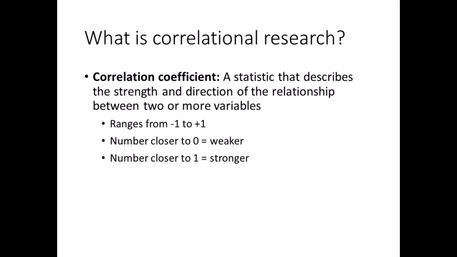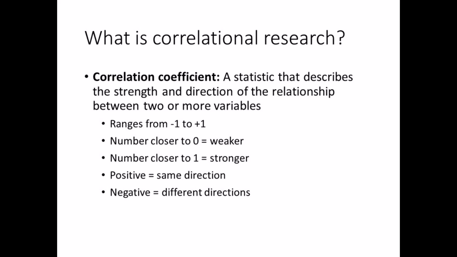Second, we look at the sign associated with the number. A positive sign means the two variables move in the same direction. As one increases, so does the other one. As one decreases, the other one decreases too. A negative sign means the variables move in the opposite direction. As one variable increases, the other variable decreases.